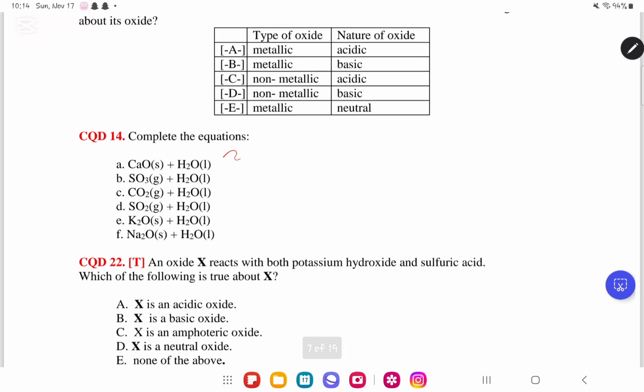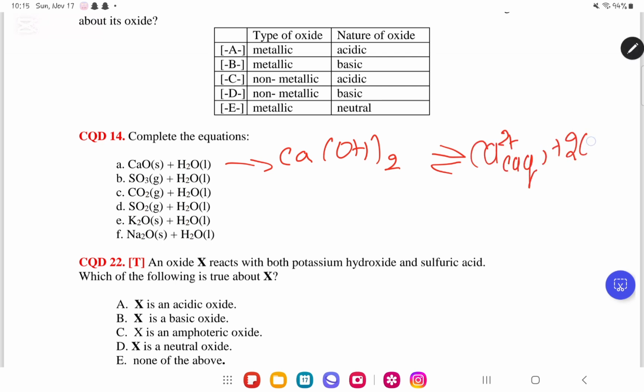We're starting off with CaO solid plus H2O liquid. A metallic oxide is basic, so it will become a base. And a base using calcium is Ca(OH)2. Now if you're going to make it into its ions, it is a weak base, so it's not going to fully dissolve. It will partially ionize into Ca2+ aqueous and 2OH- aqueous.